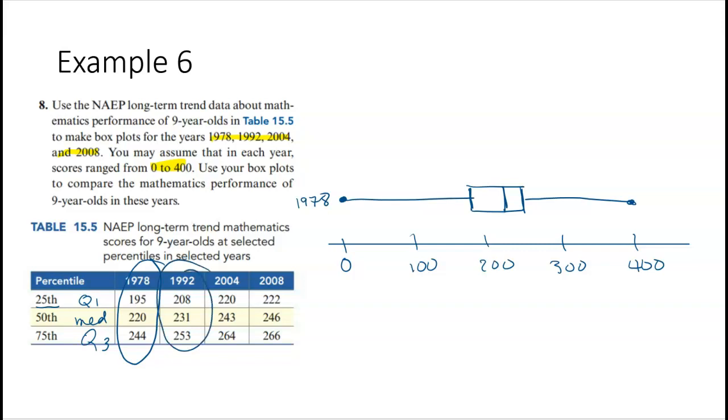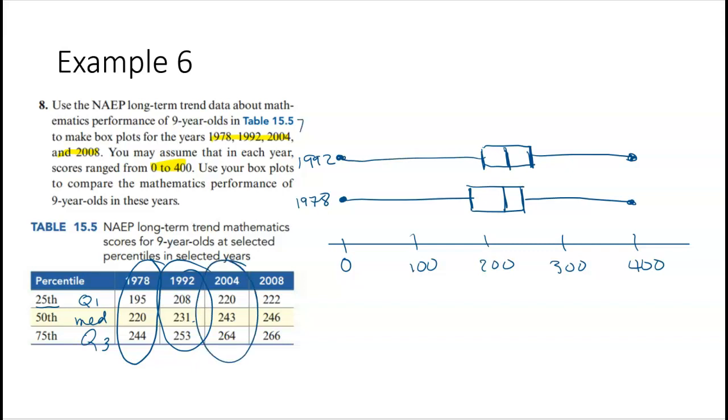Let's do one for 1992. Our lowest value is still 0, then 208, so it's about there, 231, and 253. Make a box around our quartiles. Highest is still 400.